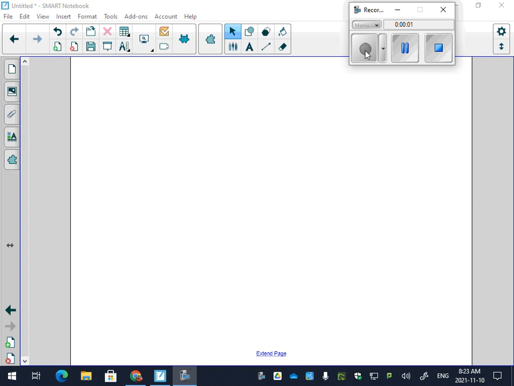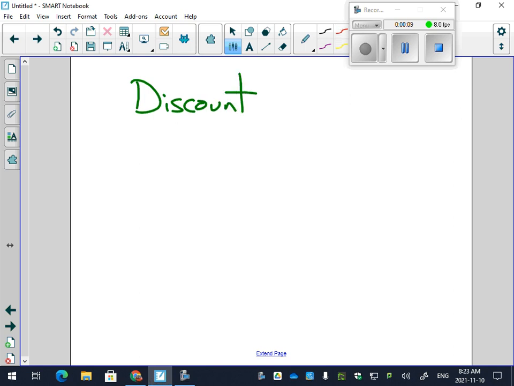For today's lesson, we're going to talk about discount. This is similar to yesterday's idea of sales tax, except it's the opposite. With sales tax, you add money onto the price of an item, and with discount, you take money off. So discount is simply the amount of money taken off of an item before you purchase it. It's something that's on sale.